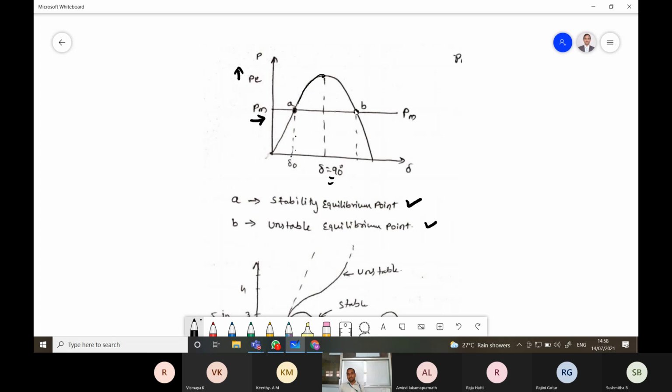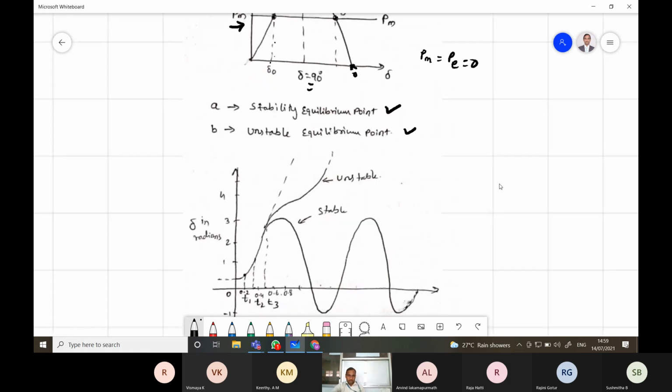So above the B point, okay, after the B point, what happens? Both PM and PE will become 0. After the B point, we cannot achieve stability, that is called the unstable region. So we will reach PM and PE both equal to 0 at this point, that is called the unstable point. So this is called the swing curve, the power angle curve.